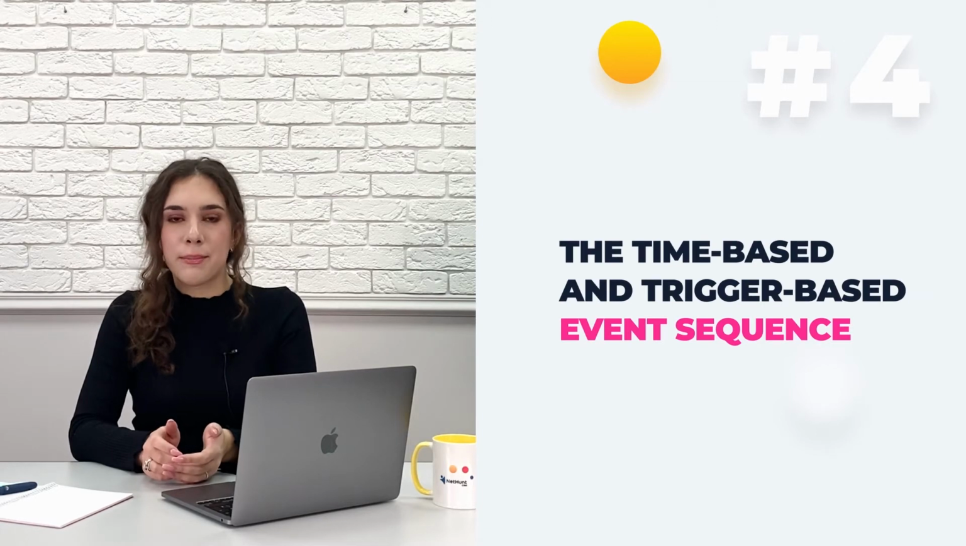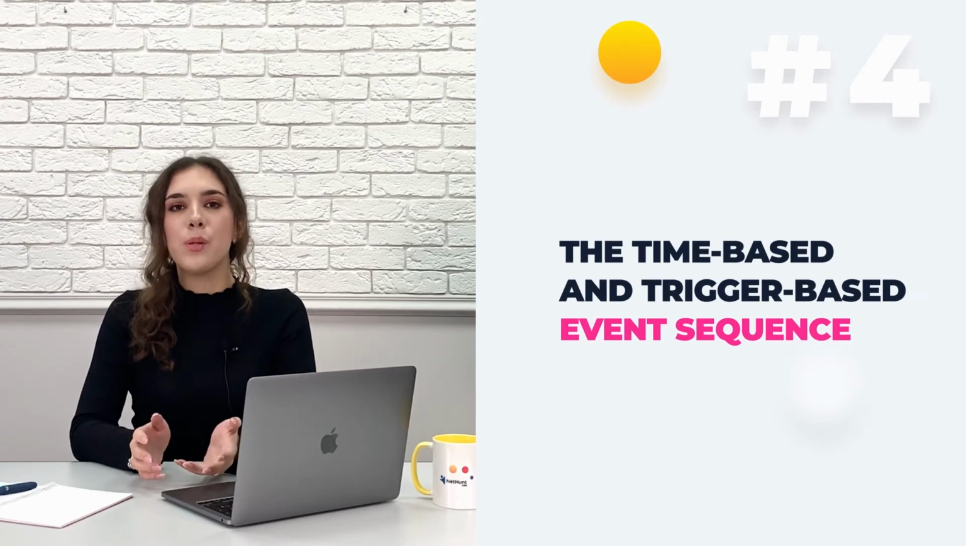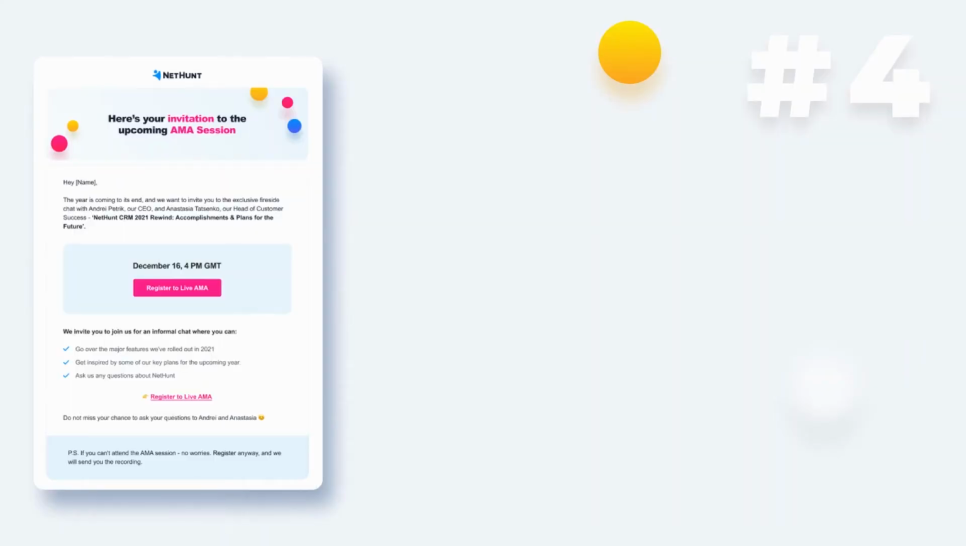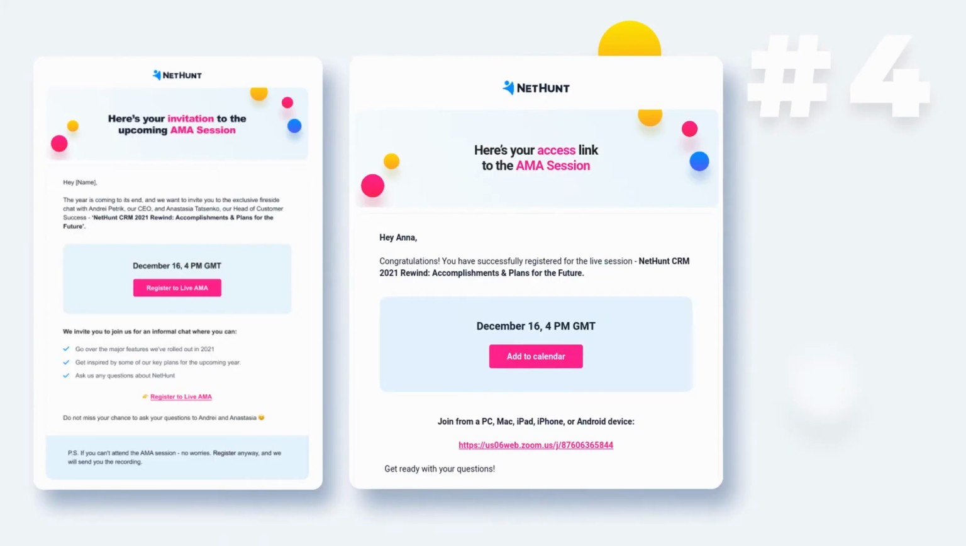Sequence number 4, the event sequence. This one is also time-based and trigger-based. Offline and online events are a nice break-in environment to meet and nurture leads. To leverage the benefits of event marketing, you need to send as many event invitations as possible. An email sequence is a handy tool to get that guest list filled.